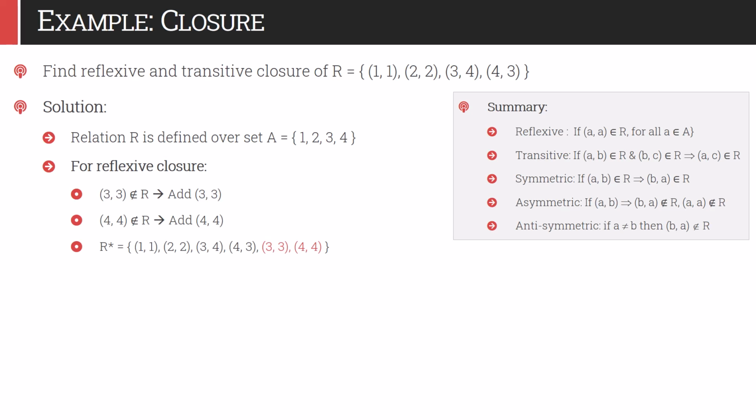To compute the transitive closure, we have to check which two elements are related. Do we have any such pair? (1,1), (2,2), (3,4), (4,3). Yeah. So (3,4) is there. (4,3) is there.